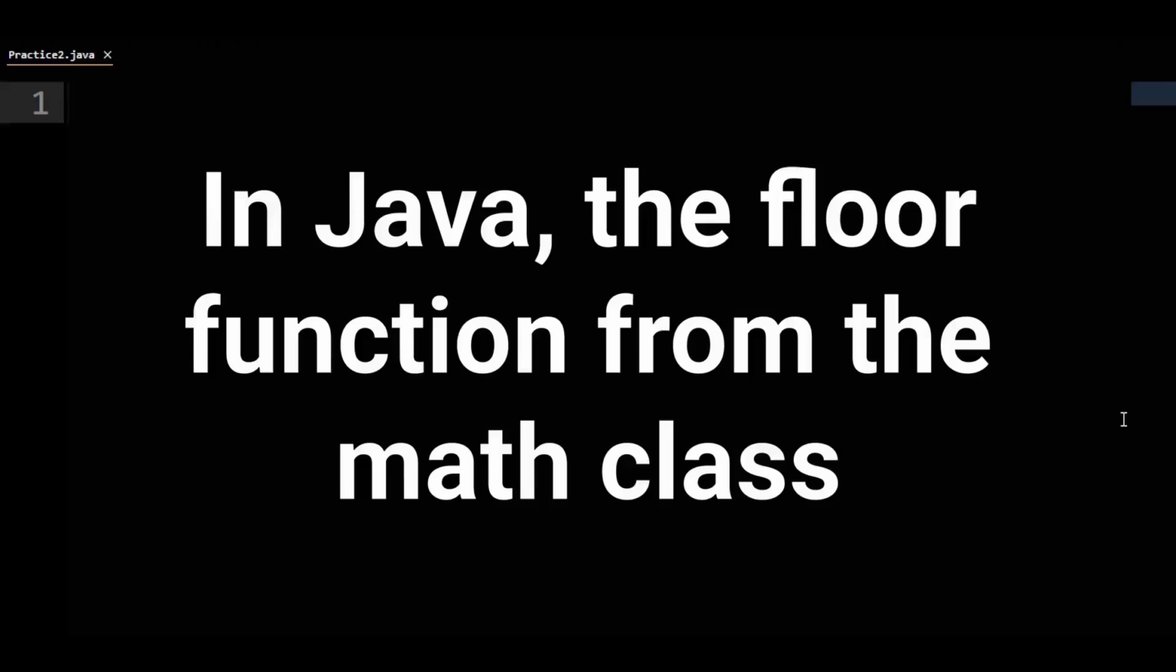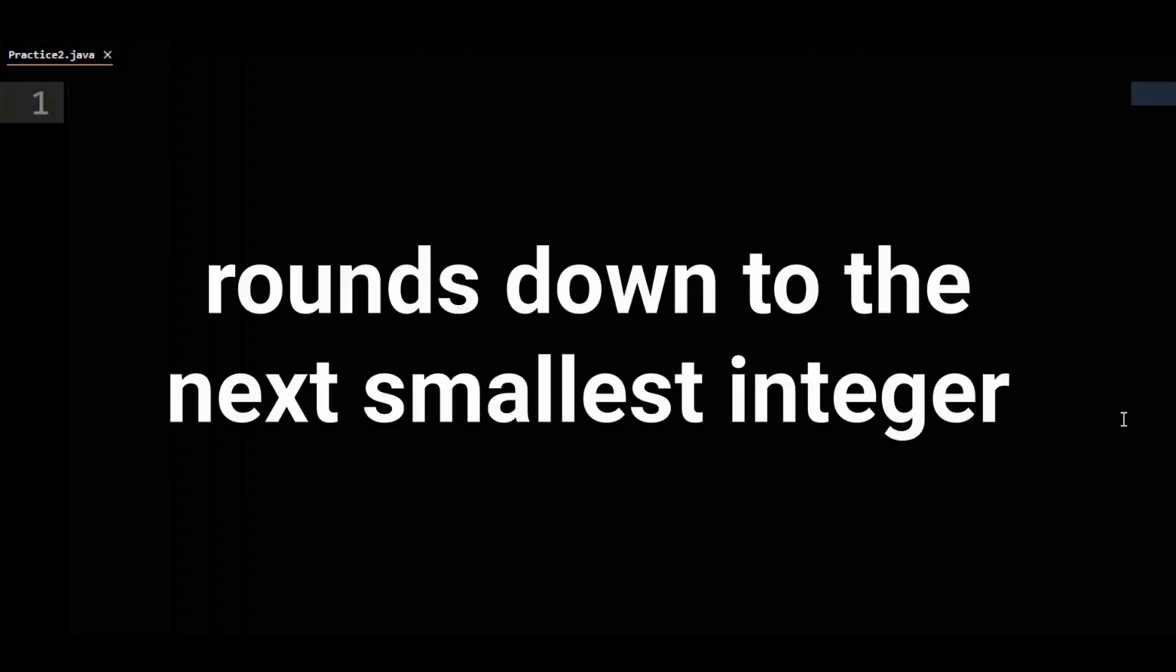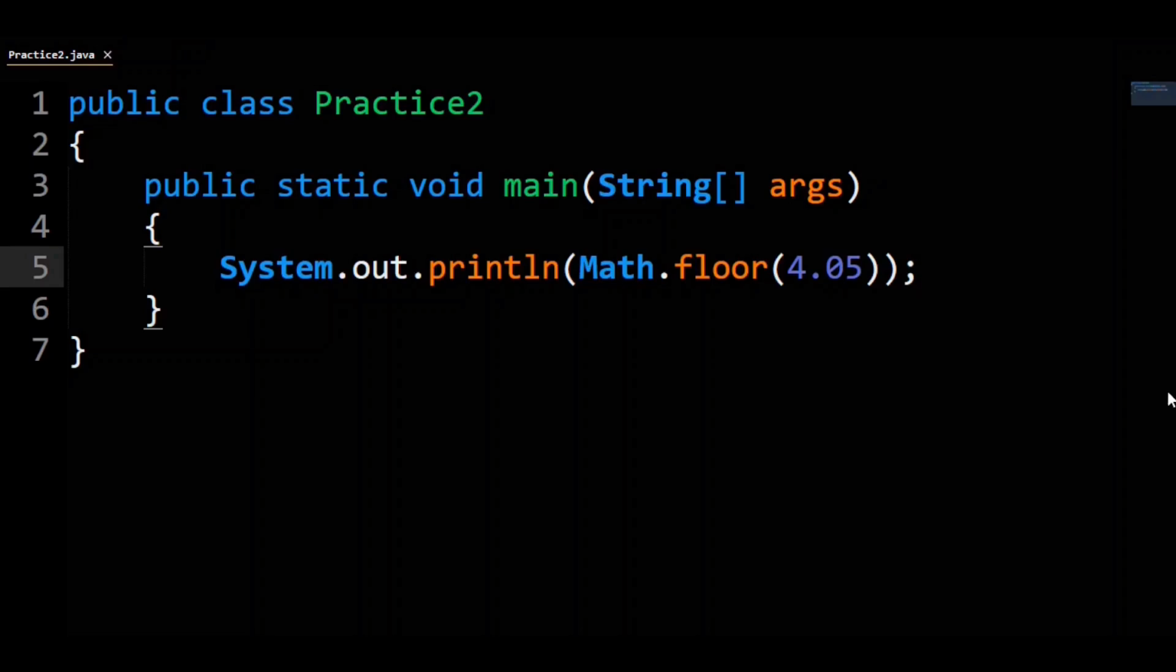In Java, the floor function from the math class rounds down to the next smallest integer. For example, floor of 4 and 5/100ths rounds to 4, as that is the next smallest integer. Do note that floor returns a double value, so it returns 4 as a double, not 4 as an integer. Floor of negative numbers stays consistent, but you have to think about it for a bit.